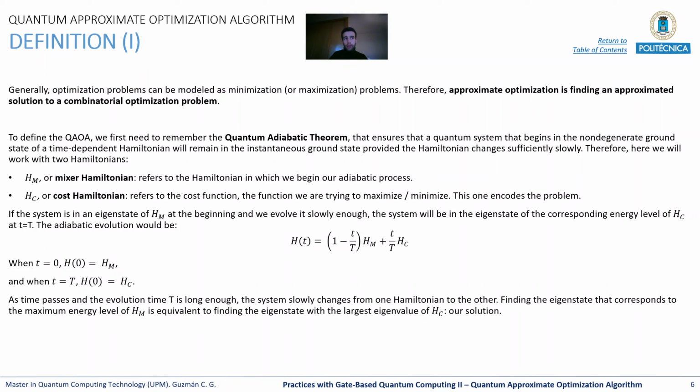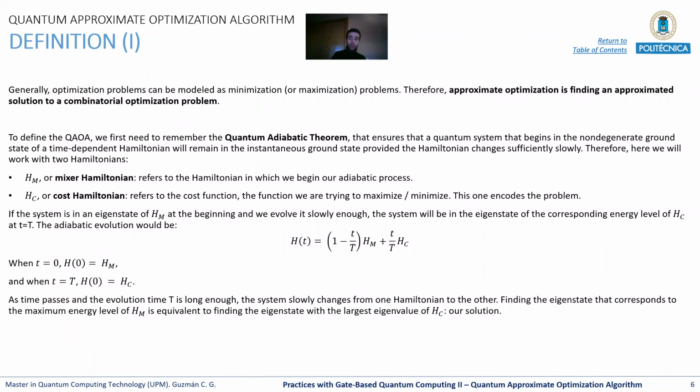This way, we will have to work with two Hamiltonians. There will be the mixer one and the cost one. Both of them will be necessary for us to get to the mathematical expression. We will see this in a minute. The mixer Hamiltonian is the one in which we begin the adiabatic process. It refers to the Hamiltonian where our system starts, where our system will be in the ground state from the beginning.